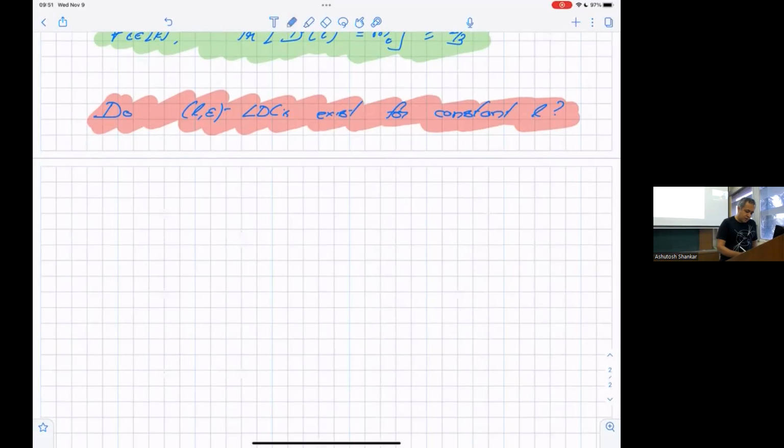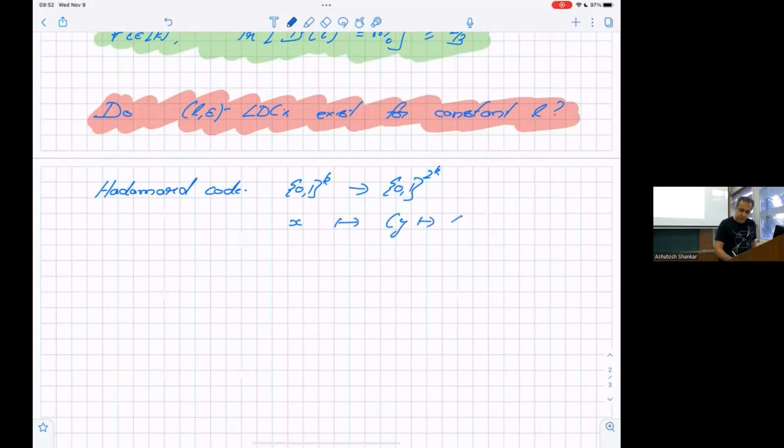If you look at the Hadamard code, which maps {0,1}^k to {0,1}^(2^k), it is an exponential map. It maps x to the function which takes y to the inner product of x and y. So it's a 2^k long string, and I'm treating the string as a function. This is what the Hadamard encoding is. We already saw this. Suppose we want to decode the ith bit of the Hadamard encoding.